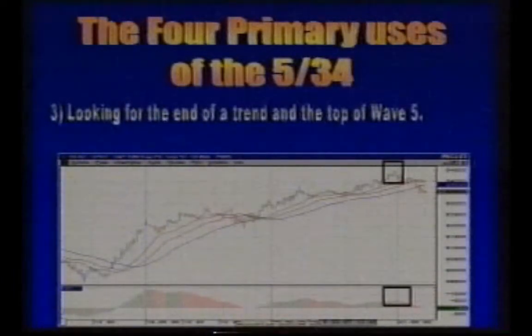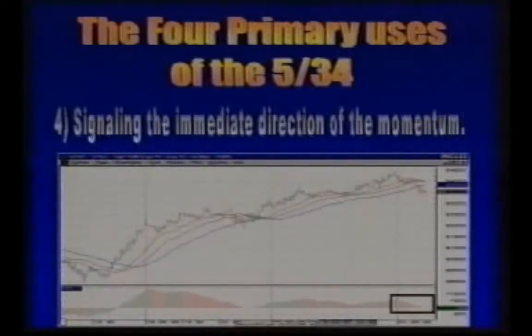The momentum is looking for the end of a trend at the top of wave 5, and that always has divergence in it. And then the fourth reason, fourth primary use, is that it gives us a change in direction. And notice that this change in direction almost always gives you a preview of the price. We call this reading tomorrow's Wall Street Journal. And it's very important that you understand exactly how all of that works.